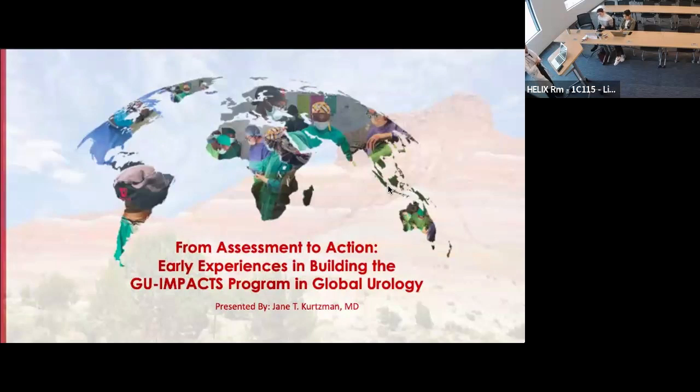In thinking about health systems capacity, really the ability of clinicians and academic organizations to be involved with global health organizations and be involved in various parts of the world to build local capacity. She and Dr. Myers, who's our chief of urology, have been working on a new initiative, and I will turn the podium over to Dr. Kurtzman to tell us all about it and how she's thinking about it.